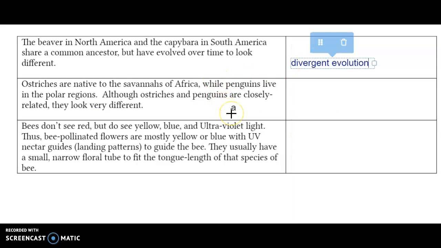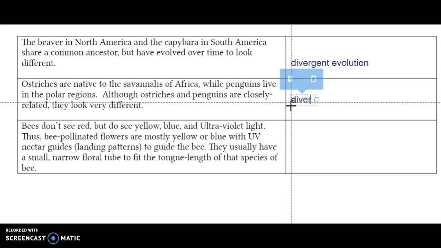Another ostrich one. Ostriches are native to the savannas of Africa, while penguins live in the polar regions. Both are birds, but they have become very different. Although ostriches and penguins are closely related, they look very different because they live in very different environments. They have diverged from one another.